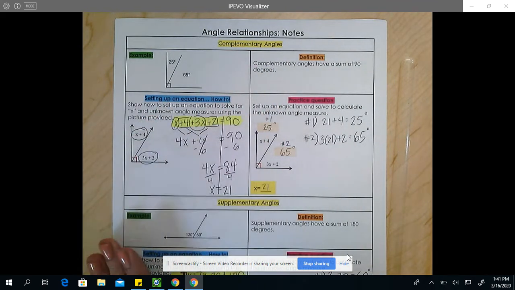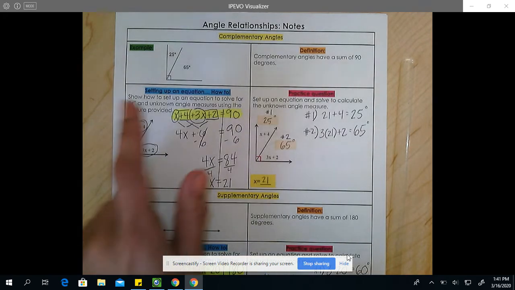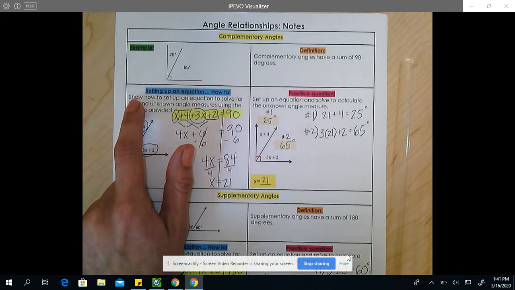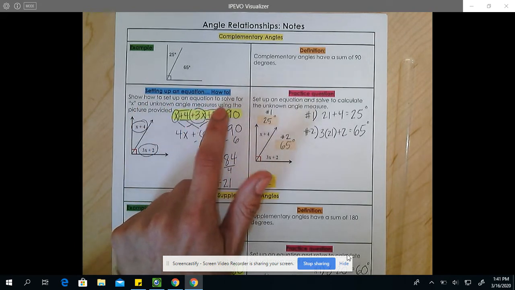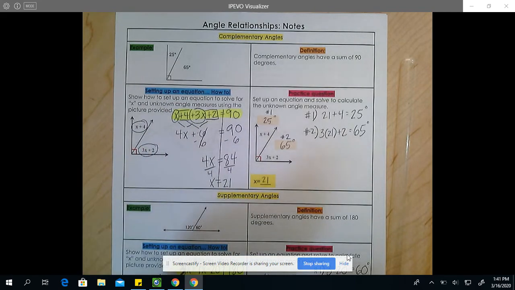One thing you're going to be asked to do in this unit is to write and solve equations to figure out missing angle measures in different types of angle relationships. So, for setting up an equation, this is a how-to. You'll show how to set up an equation to solve for x and unknown angle measures using the picture provided. So, in this picture, we have complementary angles because they have a sum of 90 degrees. To have a sum means to have an answer to an addition problem.